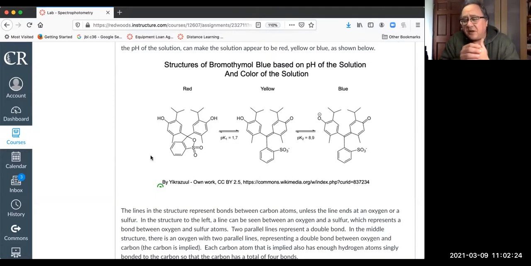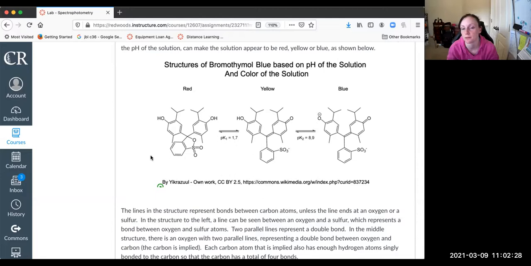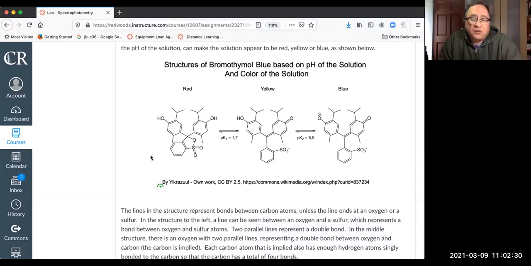So what is the reason for the pK? Pardon me? What is pK? pK is the pH at which you have a 50-50 of each of them. So if you have a pK1 of 1.7, that means at a pH of 1.7, half of your molecules will be the red ones and half will be the yellow. If you had a pH of 8.9, half would be the yellow and half would be the blue.